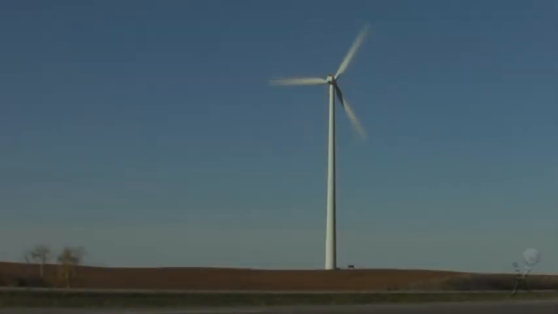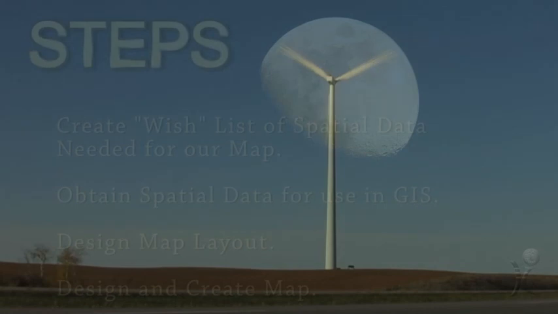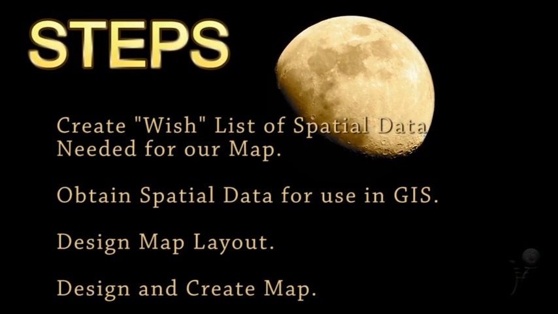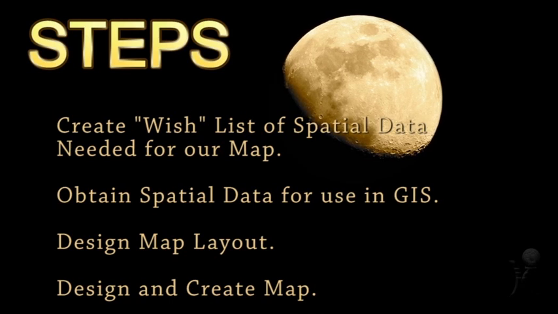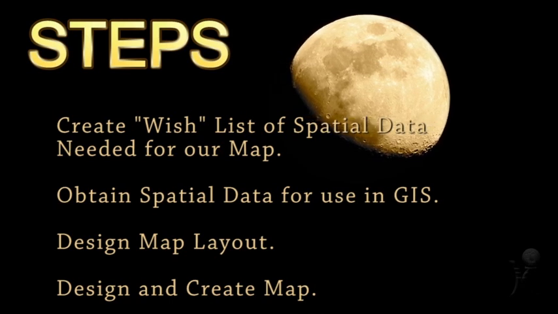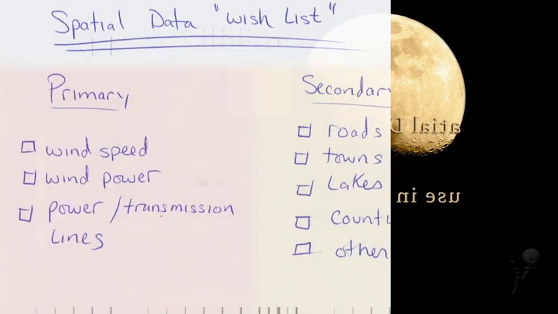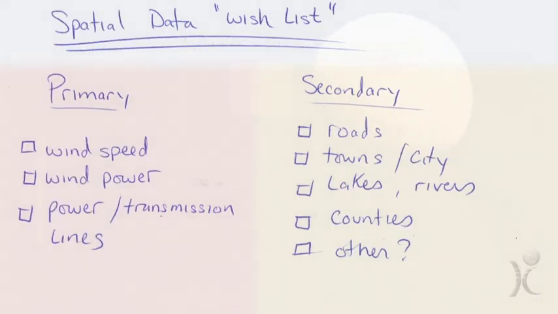To accomplish our mission, let's follow these simple steps. Let's make a list or a dream list of those geographic information assets that would be ideal for this map. Then we'll begin our research and make an attempt to obtain the said geographic information asset. Here is our list. Spatial data representing wind speed and wind power, specifically for our project area, and power lines. Those are the two primary components of our map.